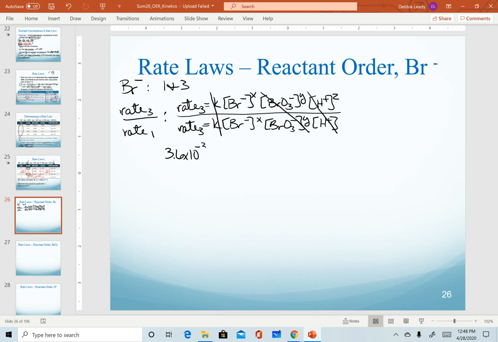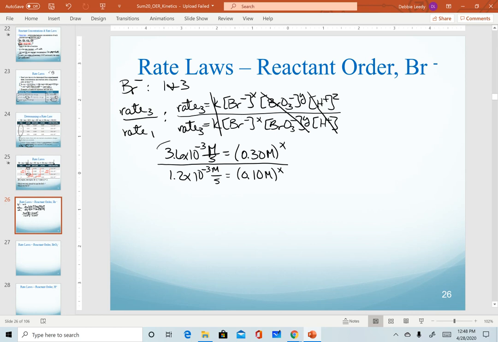So when I plug in these values, again, I'm picking everything from trial 3 on top. So here's my rate value and my concentration value. And on the bottom, we have everything from trial 1. So we have our equation. Now we can start simplifying.